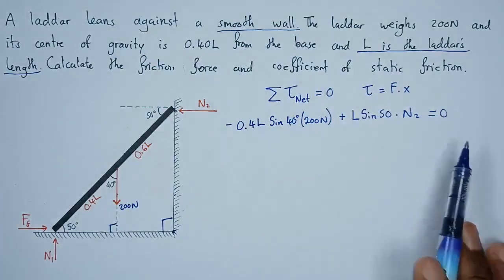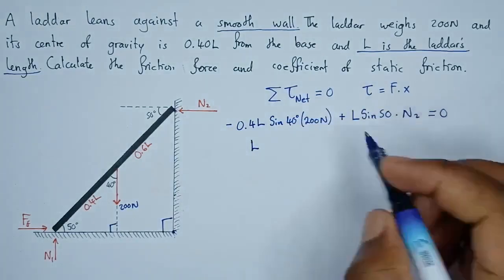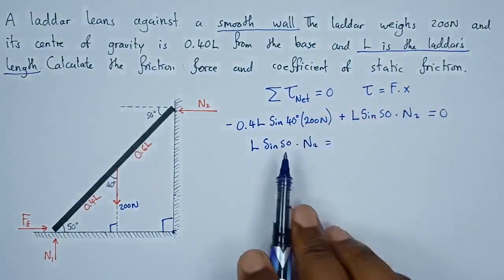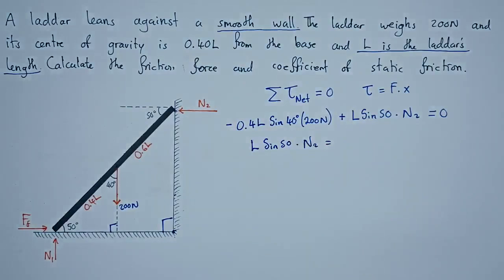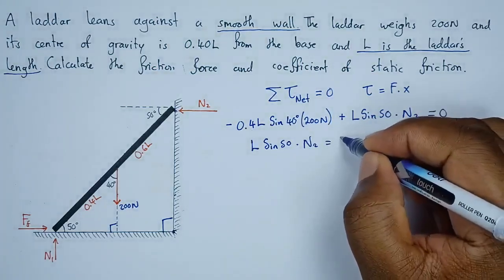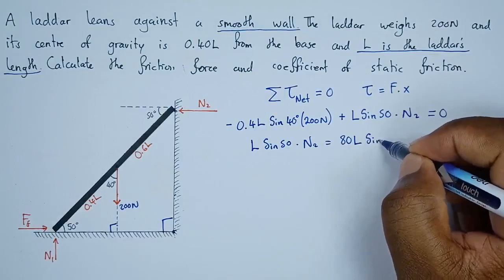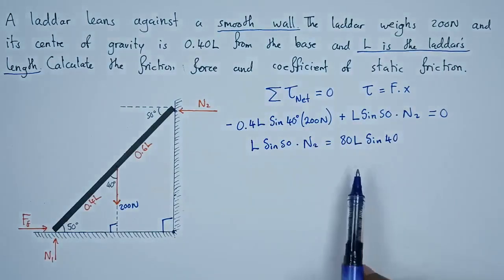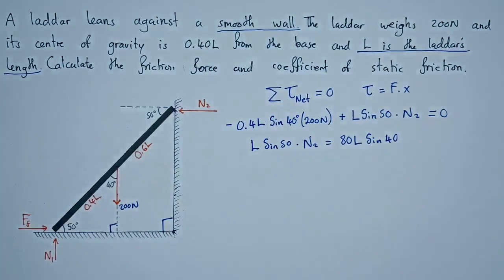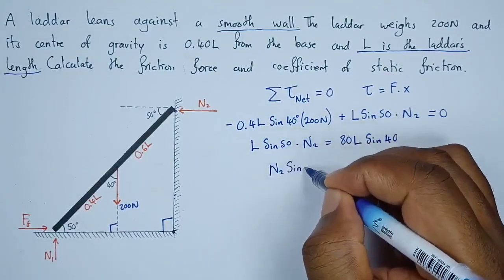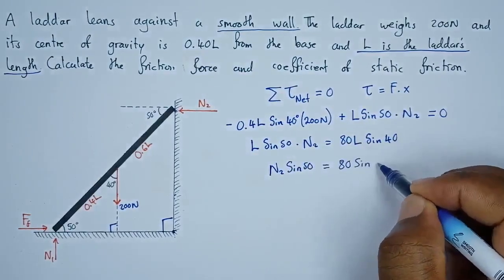The term with the negative, let's push to the other side so that we get L sine 50 multiplying N2. Now let's multiply 200 by 0.4. We get 80. All this will go to the other side, so we get positive 80 L sine 40. Remember 0.4 times 200 gives 80, with the L there and sine 40 there. If that's the case, we can divide both sides by L, and L will cancel out. We remain with N2 sine 50 equals 80 sine 40.